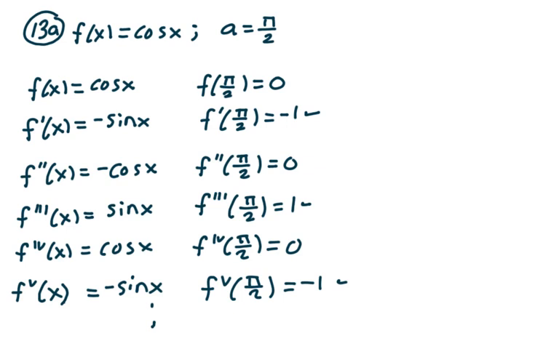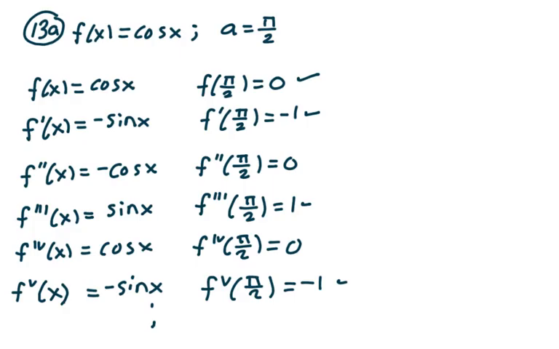13a. Suppose f of x equals cosine x and a equals pi over 2. And we want the Taylor series for f centered at pi over 2. Start with f of x equals cosine x. Notice that f of pi over 2 is 0. Take the derivative. F prime of x is negative sine x. F prime of pi over 2 is negative 1. Take the second derivative. F double prime of x is negative cosine x. And then f double prime of pi over 2 is 0.